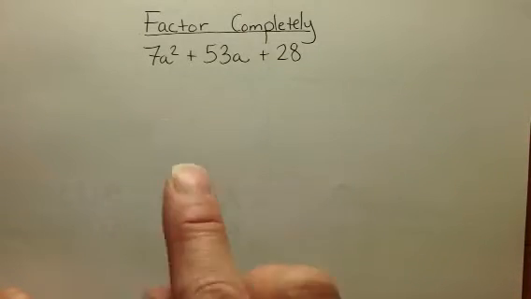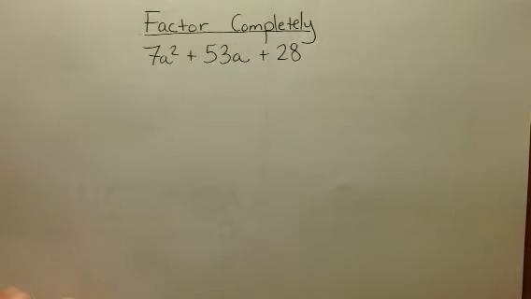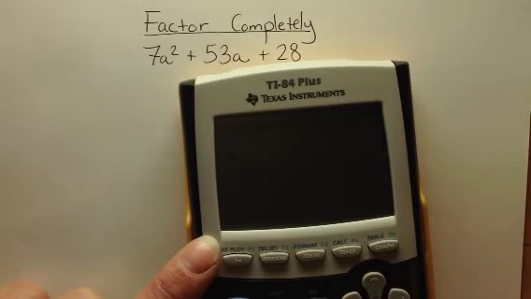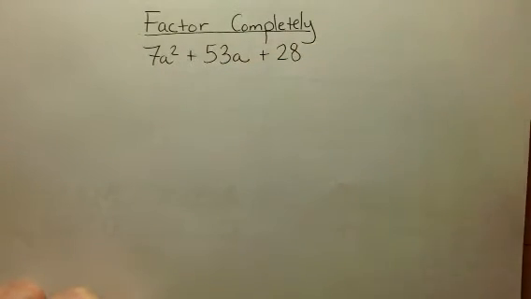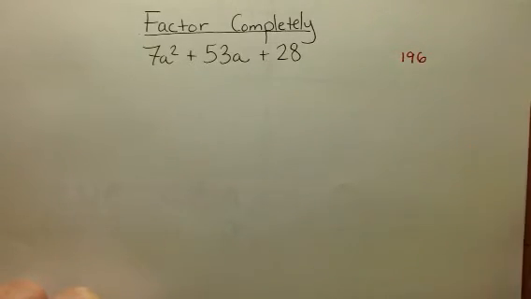So I'm going to have to use my little trick to deal with the leading coefficient that's not 1. What I do is I multiply 7 and 28. And I'm going to use my calculator for that. And yuck, I get 196. And I write that off to the side.